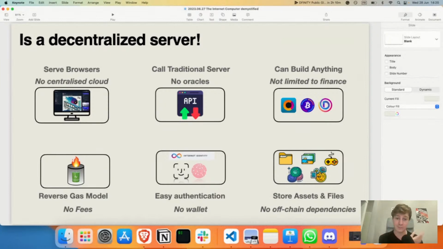Of course, you can use it for building almost anything, so it's not limited to finance. You can store assets and files, so you don't need to use a cloud like Amazon Web Services or Google Cloud. You can easily authenticate to your canister using something like Internet Identity or NFID, and you don't need to set up a wallet, which is probably one of the biggest hindrances to getting into crypto. And finally, you don't have to pay anything when you interact with a canister, which is also really cool if you think about onboarding new people into crypto.